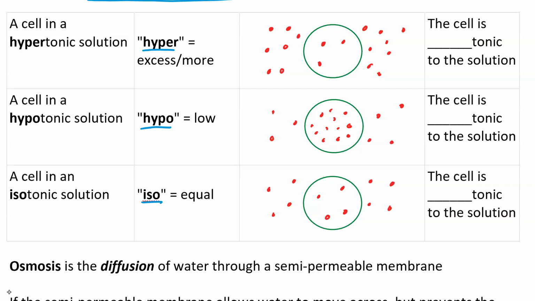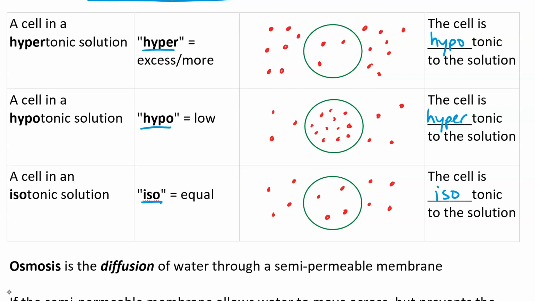Now, if you want to reverse that thought process and talk about the cell itself, if your solution is hypertonic, then the cell itself would be hypotonic. There's less solute inside the cell than outside. If the solution is hypotonic, then the cell would be hypertonic. There's more solute inside the cell. And if the solution is isotonic, then the cell is also isotonic, iso being equal.